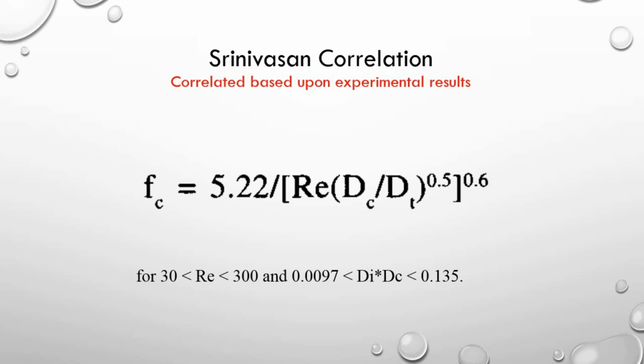Then Srinivasan provided a correlation based upon experimental results for the flow of fluids through the helical coil. This suggests the following equation, and it is applied when the Reynolds number is greater than 30 and less than 300, and also the ratio of helical coil diameter and tube diameter is greater than 0.097 and less than 0.137.